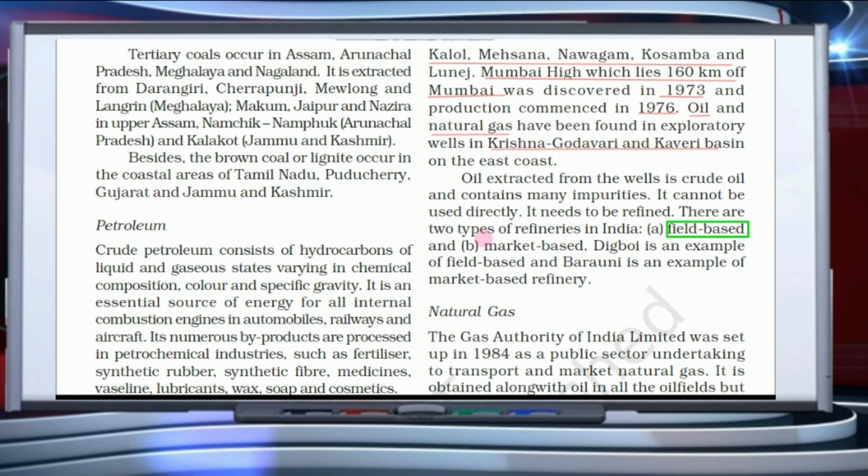We have two types of oil refineries in our country. One is field based and one is market based. Field based example: Digboy; market based: Barauni. Now what is the difference? Field based means the refinery is set up at the production site only, where the extraction of the mineral oil and natural gas is done. Refining of oil is also done at the same place. And market based refinery is one where the petroleum extracted from the reserves is transported to a far off place where the refinery is set up. That is called market based refinery.